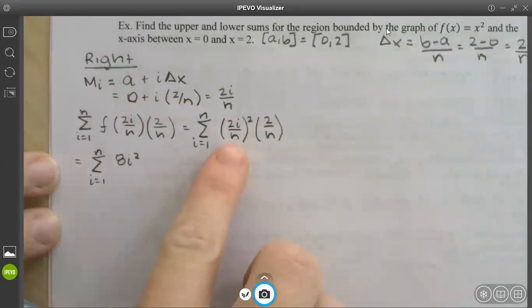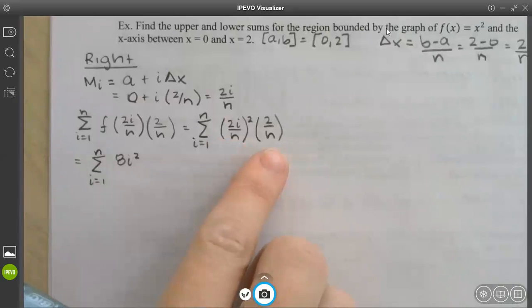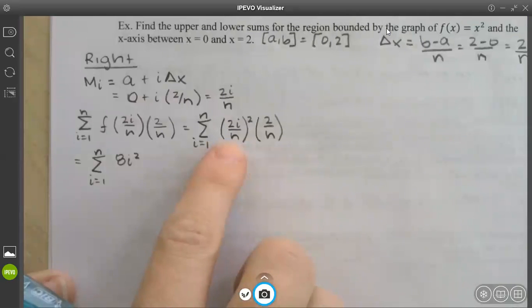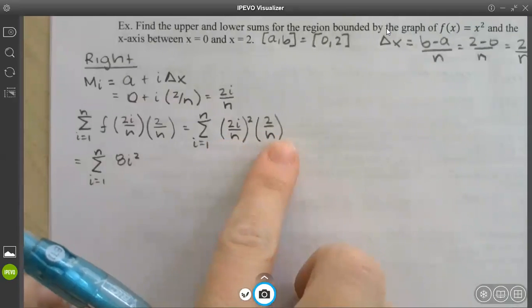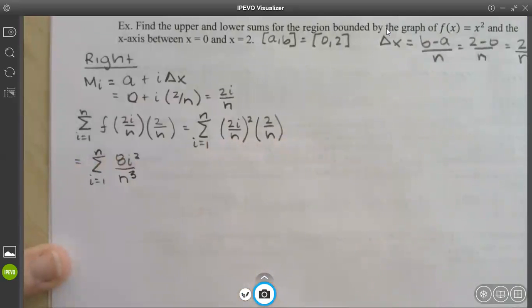Close. Think about it. What am I doing to this one? Not plus n, but times n. N cubed. So this is n squared because I had to square it, right? And then over here, I have another one. So that makes three of them. See, it's the little things that'll stretch you out.